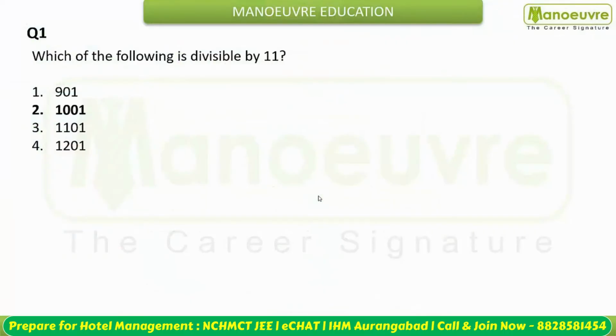So let's start with our first question. First question is, which of the following is divisible by 11? So guys, this can be done directly. You can check which of the following is divisible by 11. So we can see 901 is not divisible. 1001 is divisible by 11. The rest of the options are not divisible by 11. So option number two is your answer.